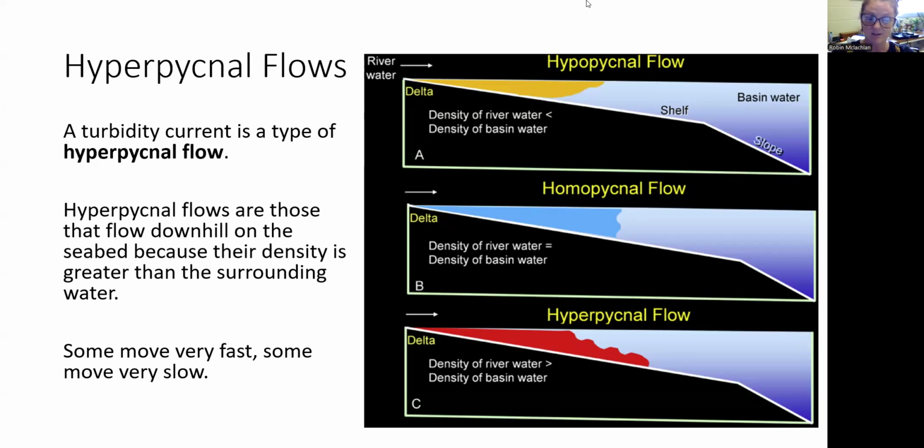The turbidity currents are denser than water because they have that sediment suspended inside of them, and the sediment is denser than the water. So because they have a relatively high density, they can move very, very fast downhill. They don't have to move fast. Some of them move slow, but they can move very quickly.